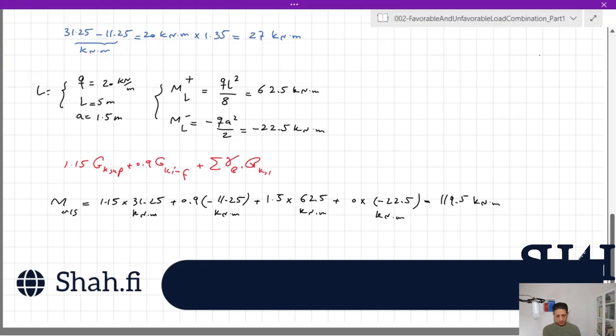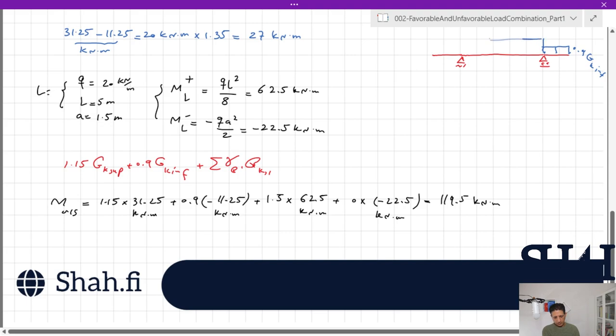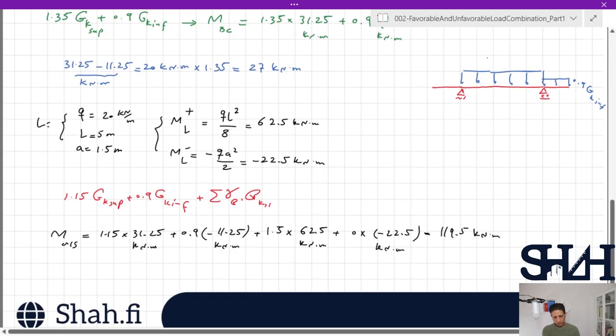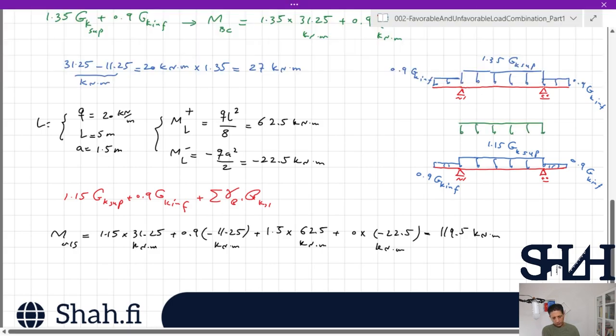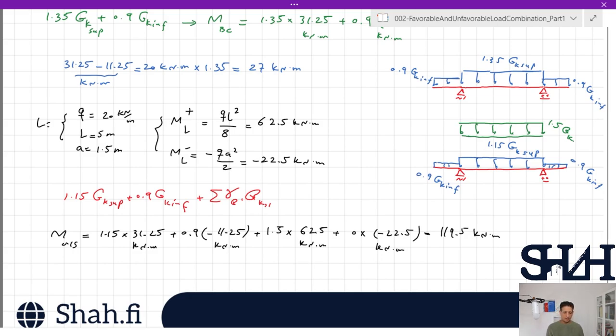For the first case that we had only dead load, this is 0.9 GK inferior, and between two supports it will be 1.35 GK superior, and on the other overhang 0.9 GK inferior. And in the combination of dead load and live load, we will have 1.15 GK superior, 0.9 GK inferior, and also 1.5 times the live load only between two supports. So two load combinations are considered. Again, this is assumed that the entire section is under permanent load and it is sensitive to permanent action.